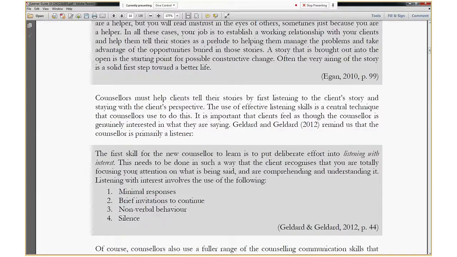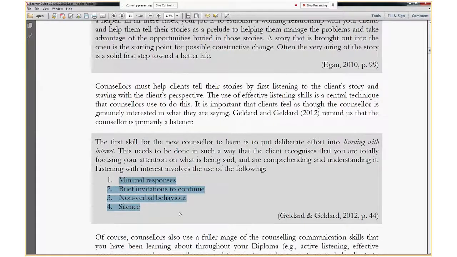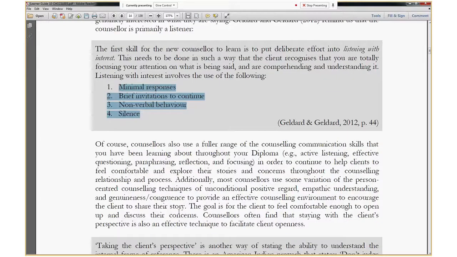The biggest skill that you'll ever learn as a counselor is listening. It's professional listening and professional responding, but professional listening first and foremost is one of the most important skills that you will learn as a counselor. Now read up on that one in Geldart and Ivy and Ivy. Good listening is listening with interest, like using minimal responses, invitations to continue, non-verbal behavior, your body language has to be correct, and using silence to get the client's story out.